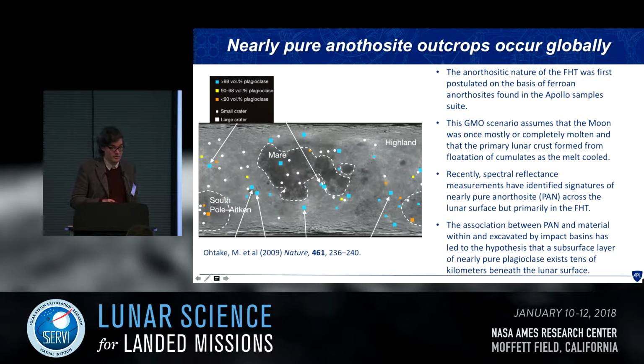central peaks in craters. So these two observations have led to the idea that there's a more or less global layer of plagioclase-rich material buried between 3 and 30 kilometers beneath the surface. And that when it's brought to the surface, space weathering fairly quickly, on reasonably short timescales, removes the spectral signature of this plagioclase.